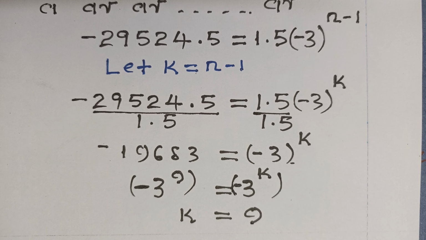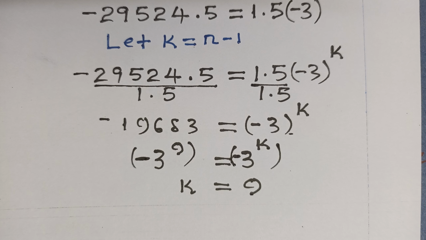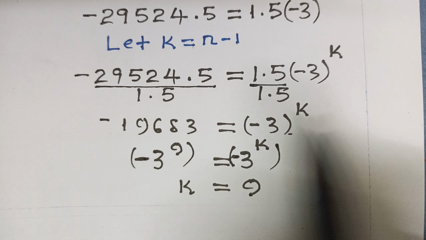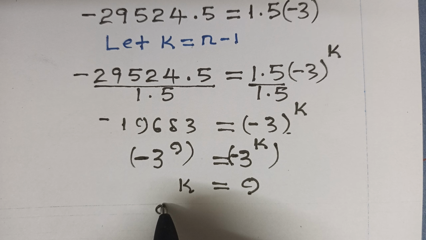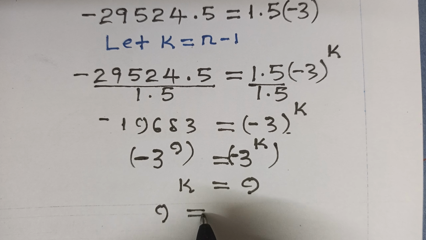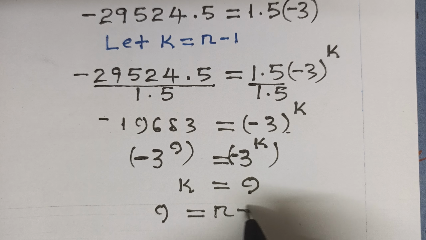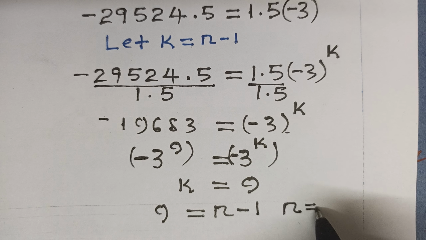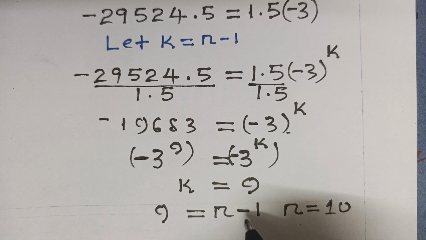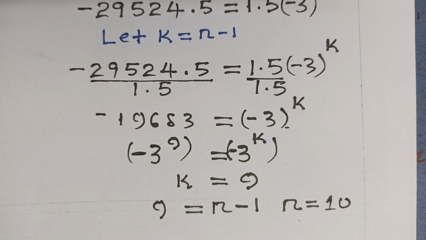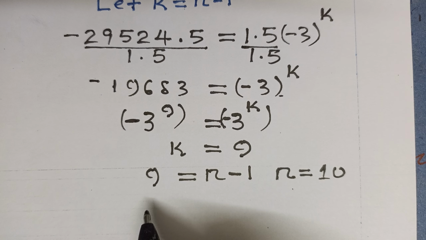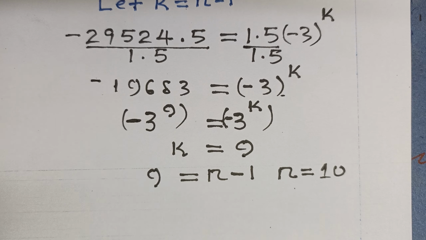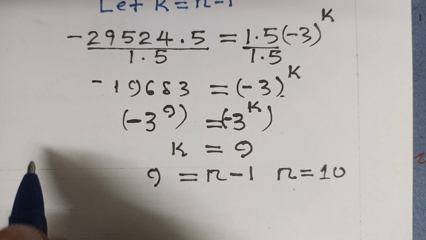From there, since we have found k, we can convert back to n. That means 9, which is k, is equal to n minus 1. This now comes to n equals 10, when we move 1 to this side, it becomes positive. Now from there, we are looking for the sum. And for the sum, we have two equations. I can write them right now.